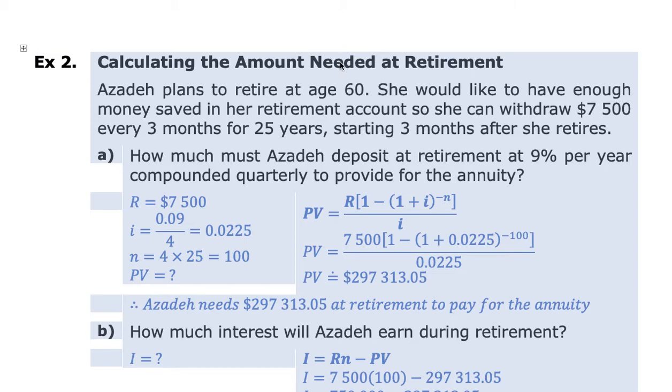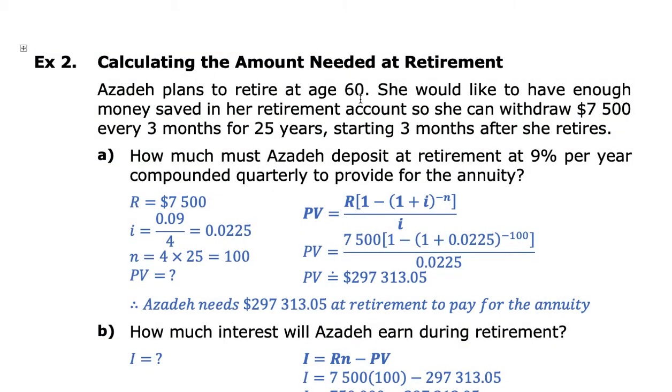Calculating the amount needed at retirement. Azadeh plans to retire at age 60. She would like to have enough money saved in her retirement account so she can withdraw $7,500 every 3 months for 25 years, starting 3 months after she retires. So notice that every 3 months is quarterly. A, how much does Azadeh deposit at retirement at 9% per year compounded quarterly to provide for the annuity? Notice that the payment frequency and the compounding frequency is the same, both quarterly.